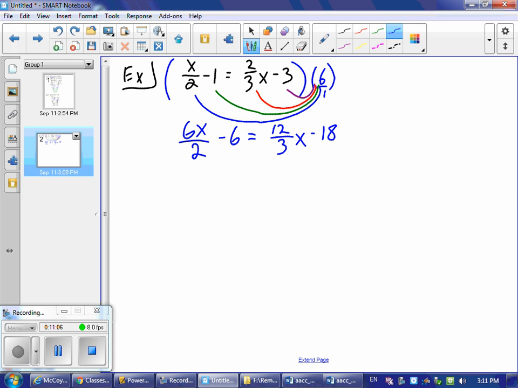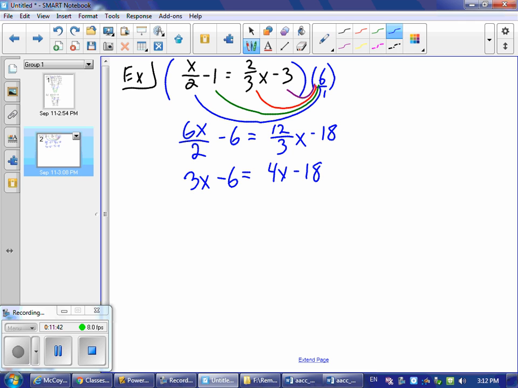And you're probably thinking to yourself, well, I thought you said you're going to get rid of the fractions. We are, because now we can simplify the two fractions, because 6 divided by 2 in the first fraction is 3, so I get 3x minus 6. On the right-hand side of the equation, I've got 12 divided by 3, which is 4, and then the x, minus 18. So I have gotten rid of all the fractions, and this now becomes a much simpler linear equation to solve. I have no like terms to combine on the left and right, so now I can get all the x's to one side or the other.